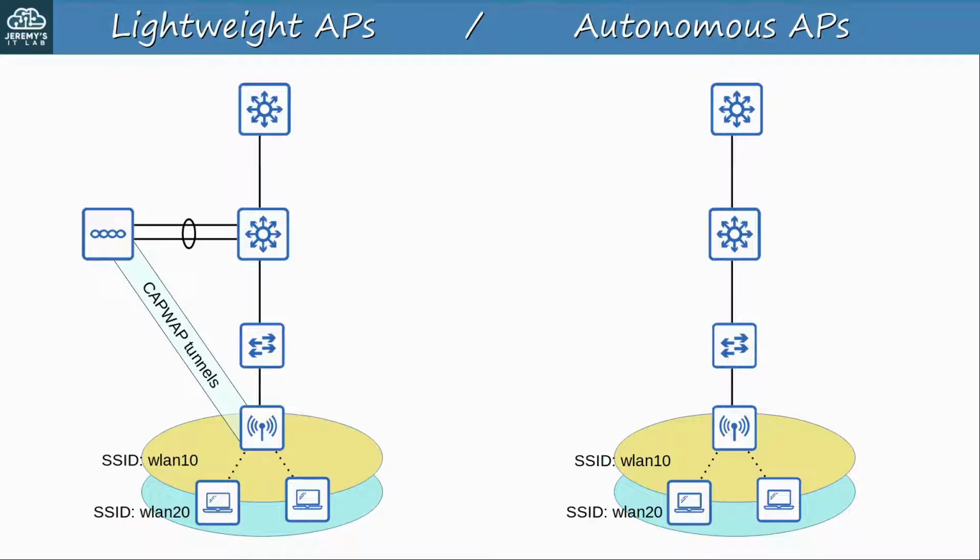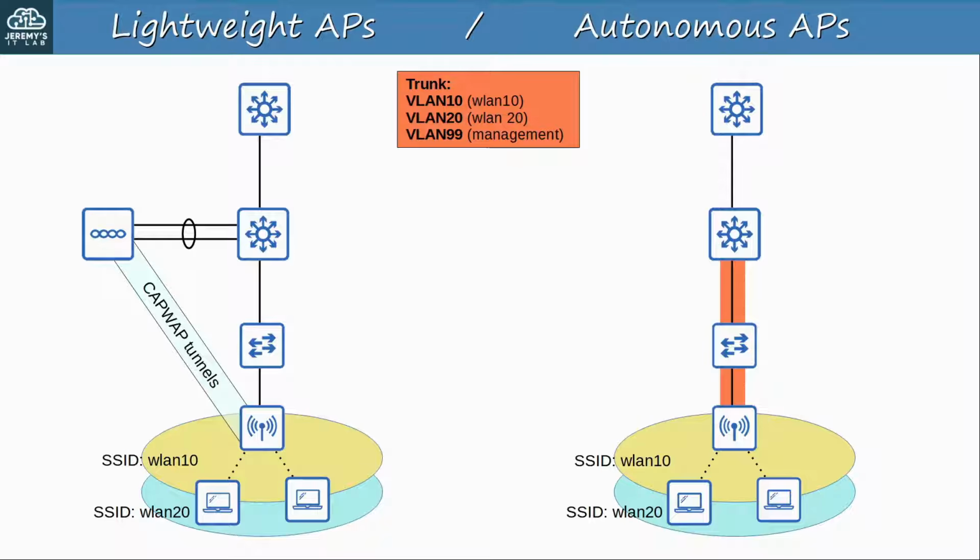Okay, I've simplified the diagrams. On the left we have a split MAC architecture, with a lightweight AP and a WLC. On the right we have an autonomous AP architecture, sometimes called a local MAC architecture. As you know, when using autonomous APs, they must connect to the network with a trunk link. There should be a VLAN for each SSID the AP offers, as well as a VLAN for network device management.